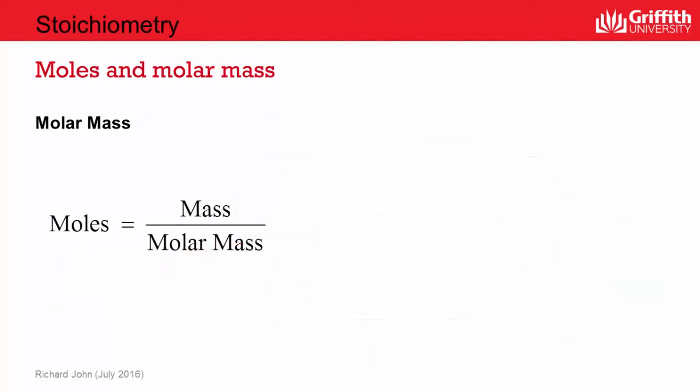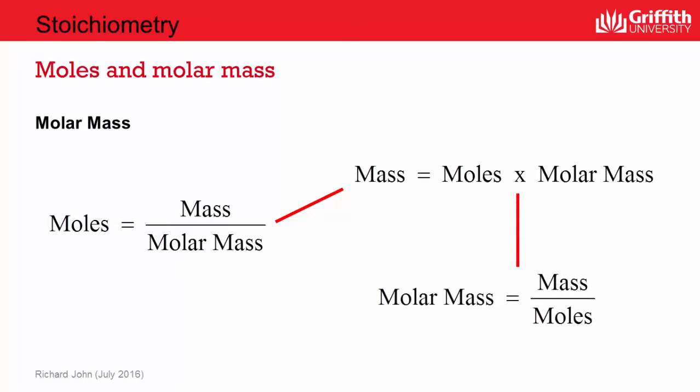Now this relationship, moles equals mass on molar mass, is the most important relationship in chemistry, as I've said. If I were to multiply both sides of this equation by molar mass, I could make mass the subject of the equation, and I would have a different version of the equation: mass equals moles times molar mass. Conversely, if I was to divide both sides of this second equation by moles, I would get molar mass equals mass over moles. And these are three different versions of the same equation, and we're going to have to get used to using all three and to be able to interchange between using one or the other.